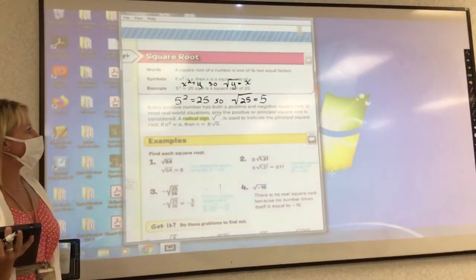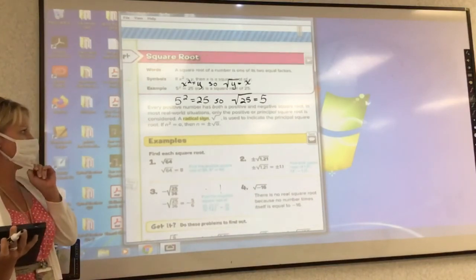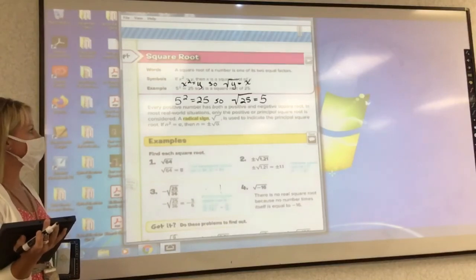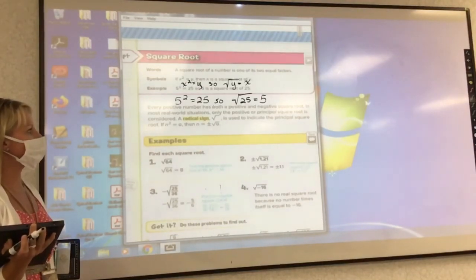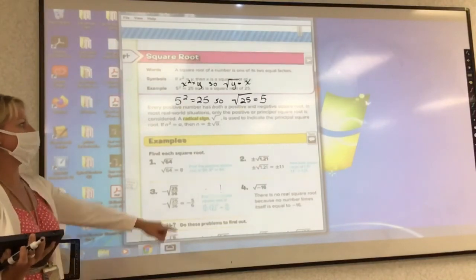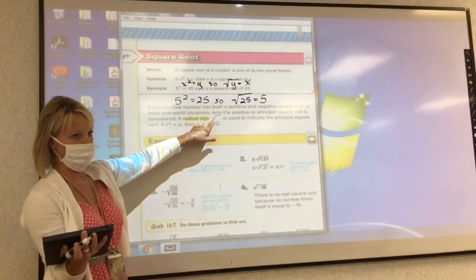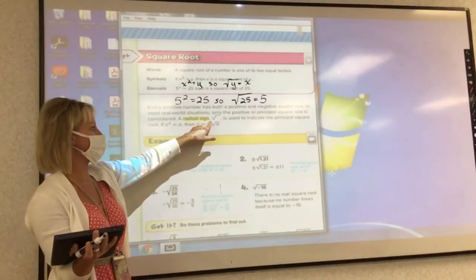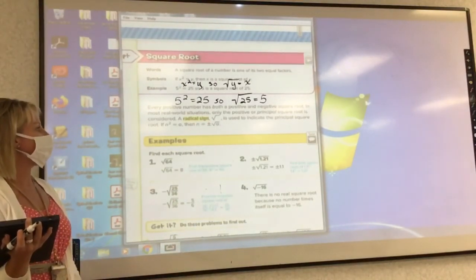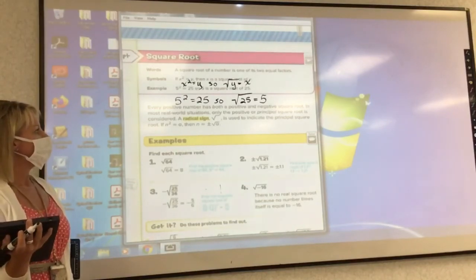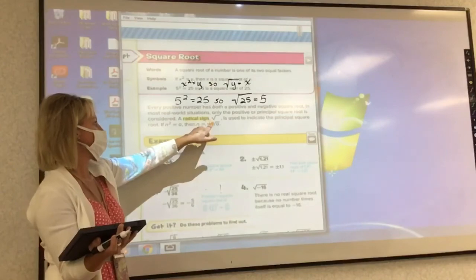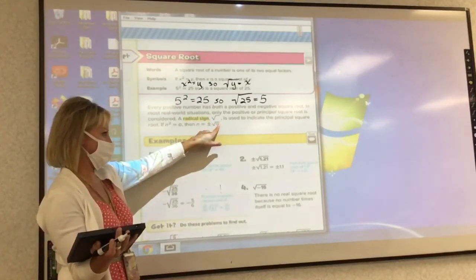Every positive number has both a positive and negative square root. We talked about this yesterday. In most real-world situations, only the positive or principal square root is considered. A radical sign, we learned that yesterday. It's not called a division sign, it's a radical sign. It is used to indicate the principal square root. If n squared equals a, then n equals the positive or negative square root of a.